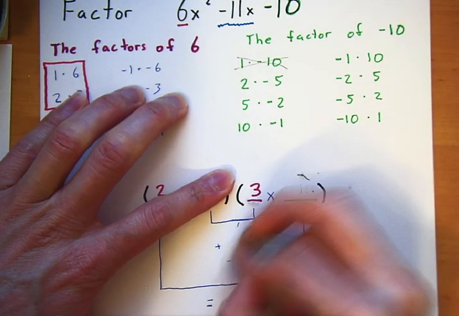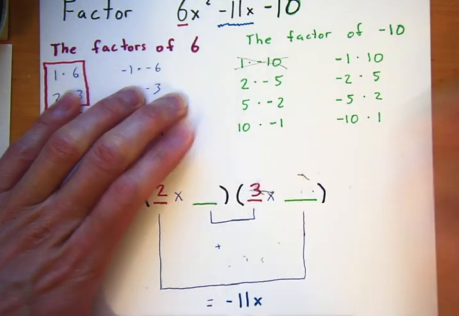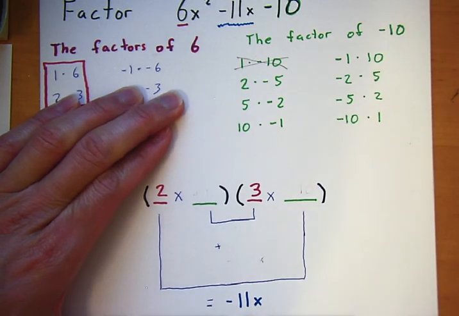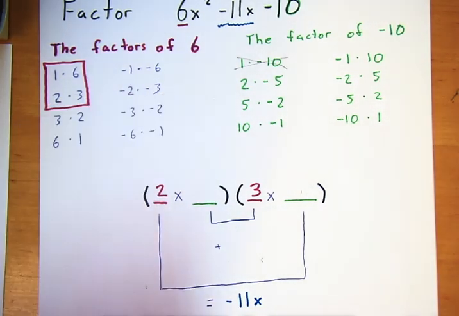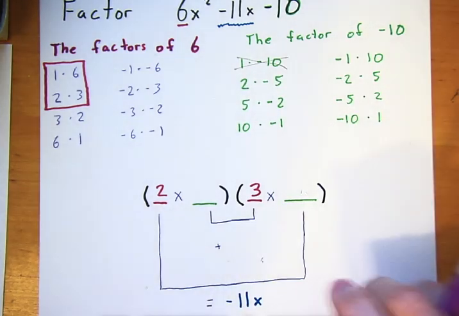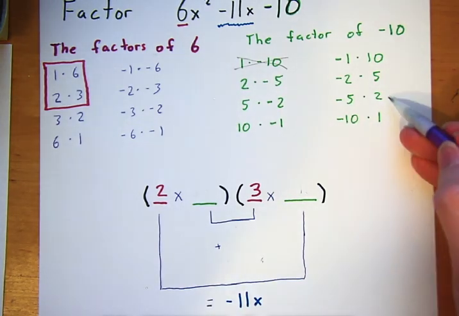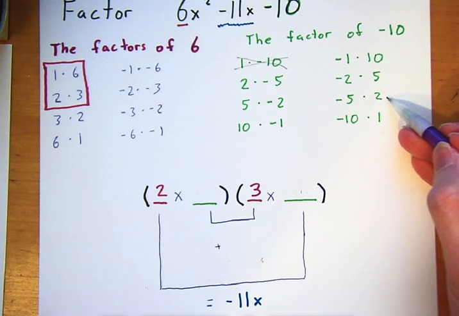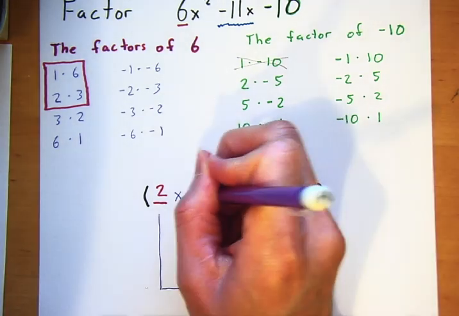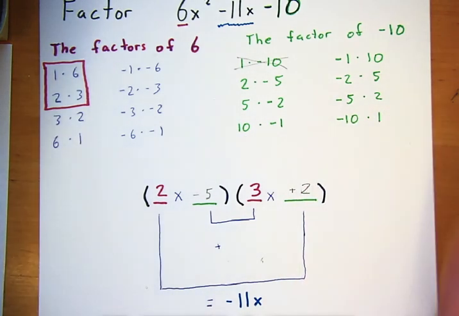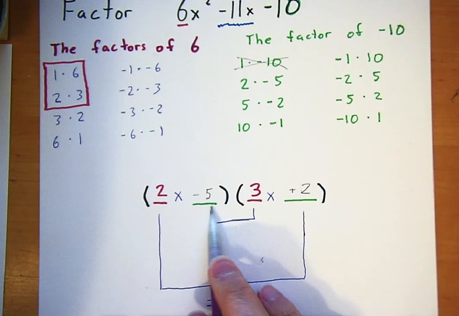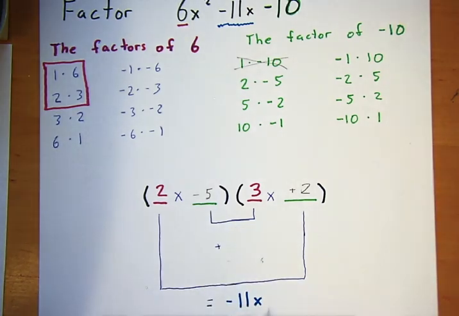So erase it. Try a different one. Okay. You do not have to try these in order. I am going to try this one right here. Negative 5 first, and then positive 2. So let's try negative 5, positive 2. Okay. And let's check it now to see if it gets you negative 11x.